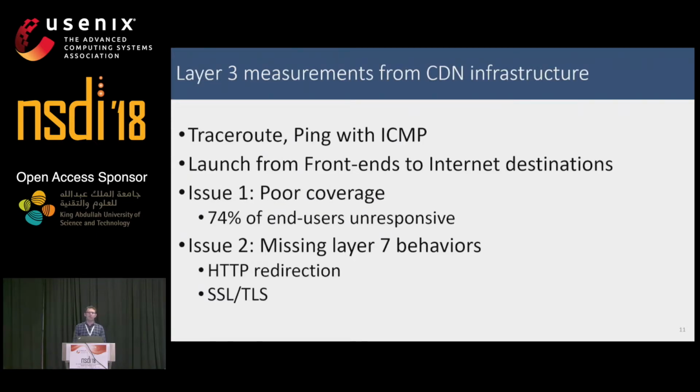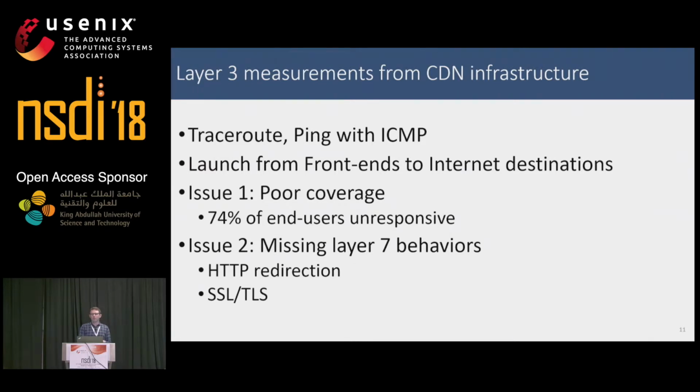So the first existing solution I'll talk about is layer 3 measurements from CDN infrastructure. And layer 3 measurements are just things like traceroute and ping, and these will be issued from front ends to internet destinations. And the first issue with these is poor coverage. So previous work has shown that 74% of end users are unresponsive to these types of probes.